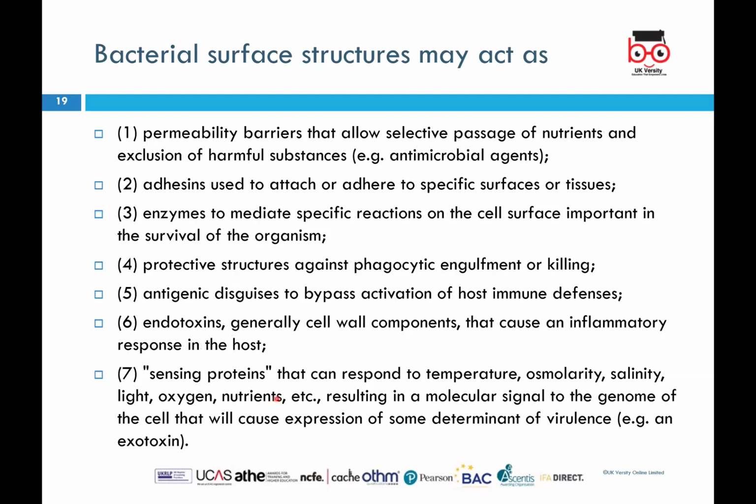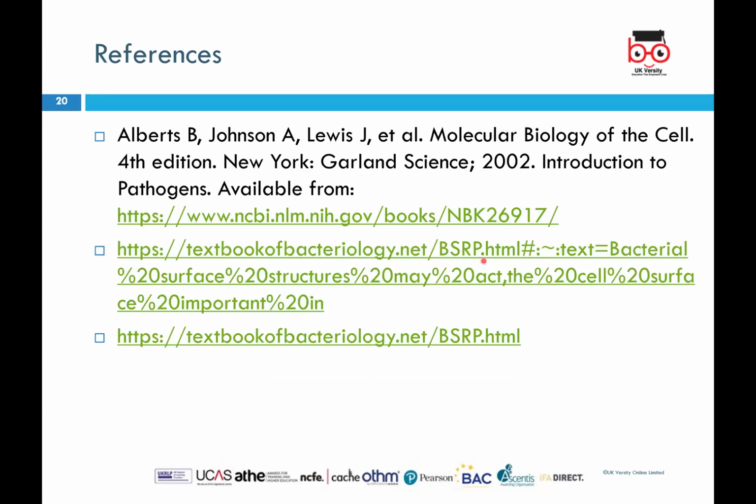Then there are sensing proteins that can respond to temperature, osmolarity, salinity, different types of environment, light, oxygen, and nutrients that result in a molecular signal to the genome of the cell that will cause expression of some determinant of virulence. So an exotoxin will be produced. They sense different temperatures. Some organisms are highly adaptable. Some temperatures can kill organisms, as I said, and some organisms will withstand those killing agents. So that's about it.